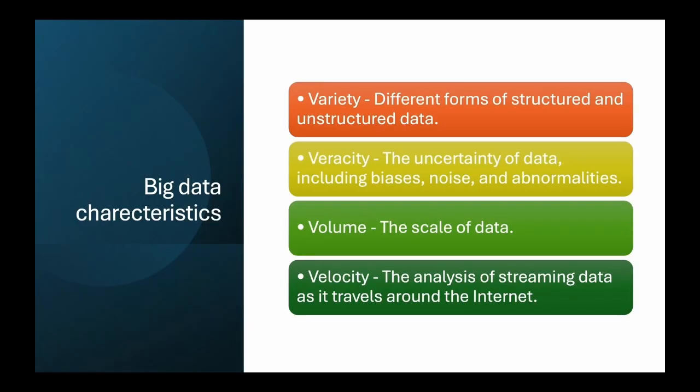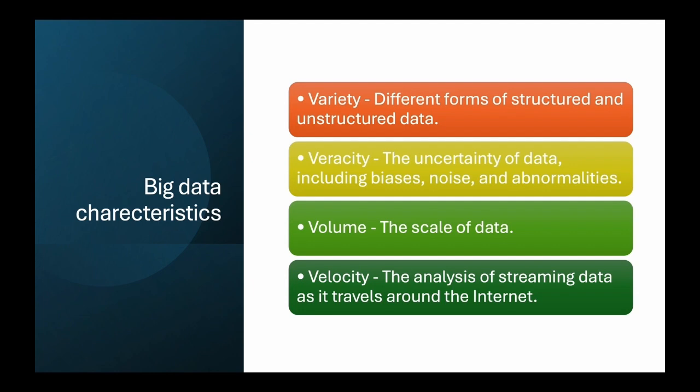هلأ عندك characteristics للbig data. هم 4 characteristics: variety, veracity, volume, and velocity. بالعربي هي صحة البيانات وتنوع البيانات، حجم البيانات، وسرعة انتشار البيانات. Variety هي التنوع بالبيانات. Different forms of structured and unstructured data. We're going to talk about it in this chapter.